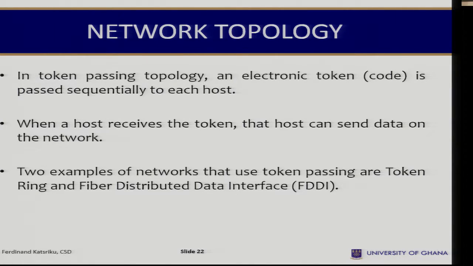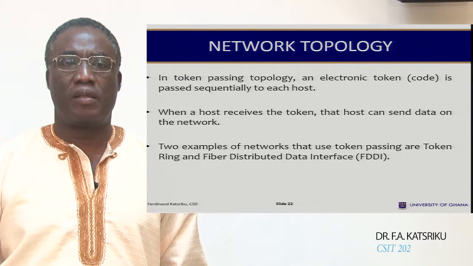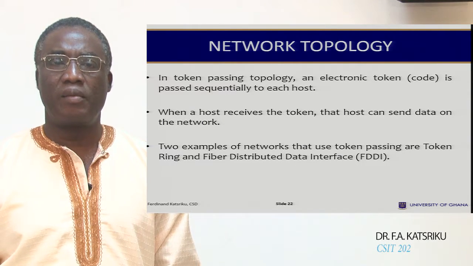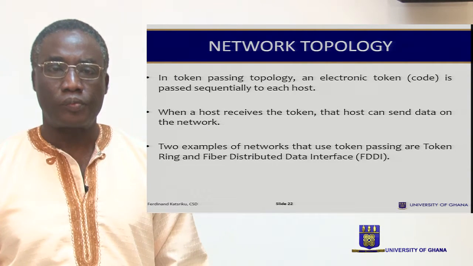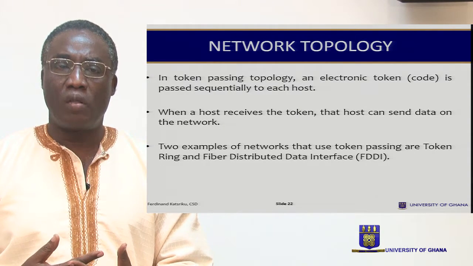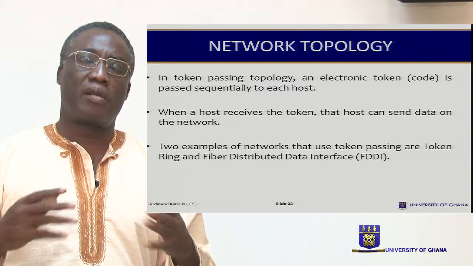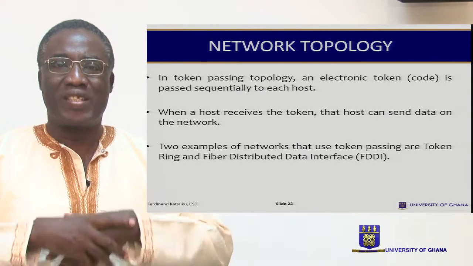In token passing topology, there's something like an electronic token, a code. It's passed sequentially to each host. So you don't broadcast the information, but you pass it to one another. So whatever information needs to be passed on, you pass it to the next person. The person examines it. If it's meant for me, then they keep it. If it's not, then they pass it on. So when a host receives a token, that host can send data on the network. So instead of everybody shouting, you get a chance to send.